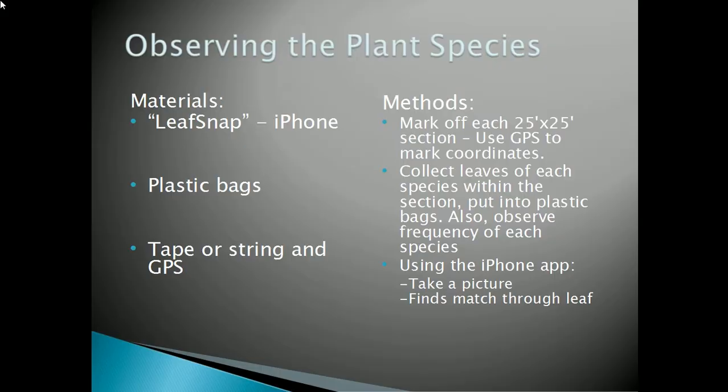For observing the plant species, we need 3 materials: Leaf Snap, an iPhone app; plastic bags; and tape or string and a GPS. First, mark off each 25 by 25 foot section using GPS to mark the coordinates. Then, collect leaves of each species within the section and put them into plastic bags. Also, observe the frequency of each species. Finally, using the iPhone app Leaf Snap, take a picture of the leaf, and this will find a match of the specific plant species that leaf pertains to.